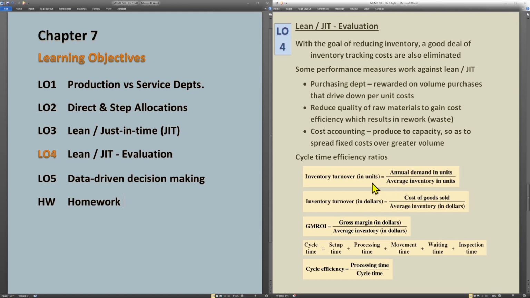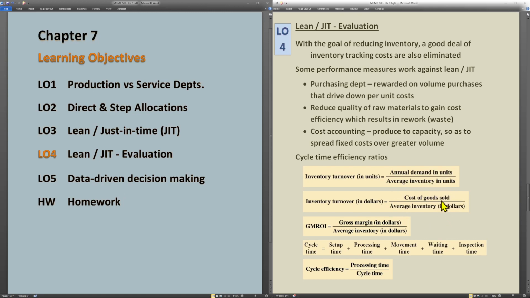So what we want to do is increase our turns. So if we're going to sell 1,000 and the average inventory that we have in units, if we're running our just in time very well, maybe we just want 20 units, and that would cause our turns to go up. And the same thing happens here.